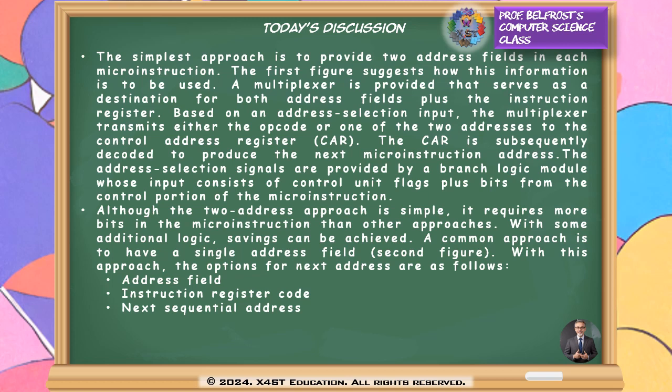Okay, so here we have the concept of a control address register, which is subsequently decoded to produce the next microinstruction address. Okay, and the address selection signals are provided by a branch logic module whose input consists of control unit flags plus bits from the control portion of the microinstruction. Though this is simple, it actually requires more bits in the microinstruction than other approaches.